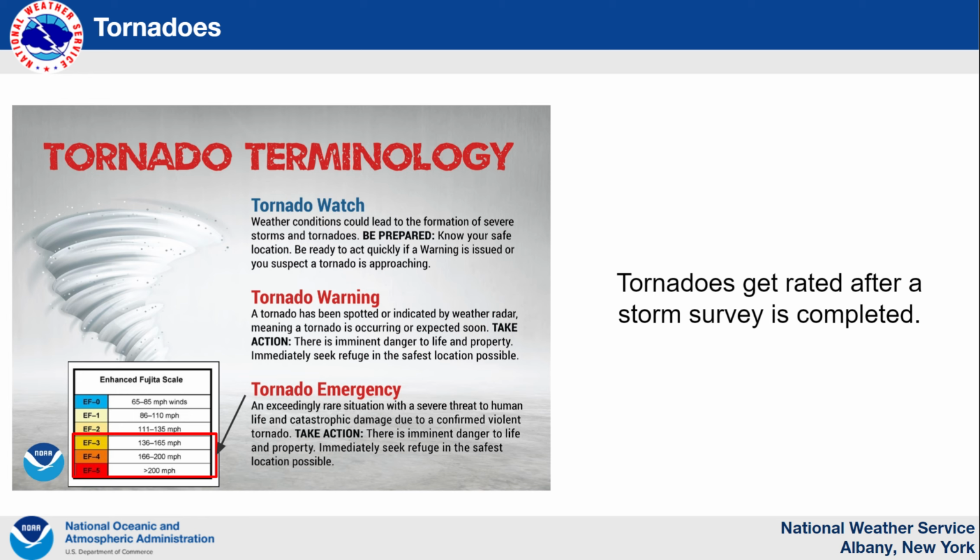A tornado emergency is an extreme situation. It's an exceedingly rare situation with a severe threat to human life and catastrophic damage due to a confirmed violent tornado that may occur. Take action immediately. There is an imminent danger to life and property. Immediately seek refuge in the safest location possible. Tornadoes get rated after a storm survey is completed. The damage is used to come up with the winds, and the Fujita scale is shown here on the left side of the screen.